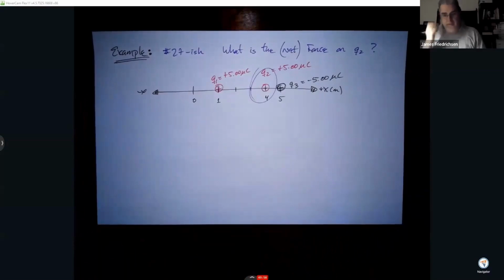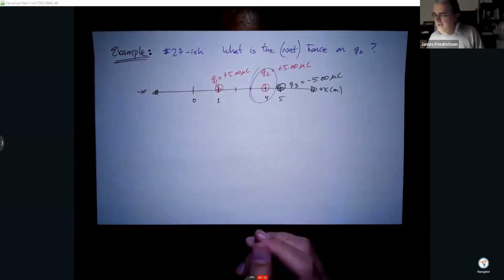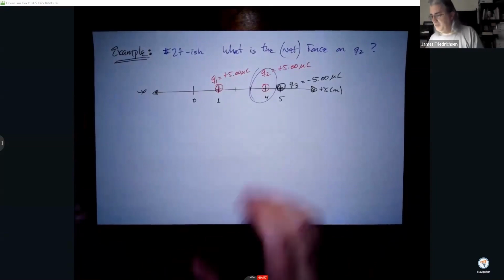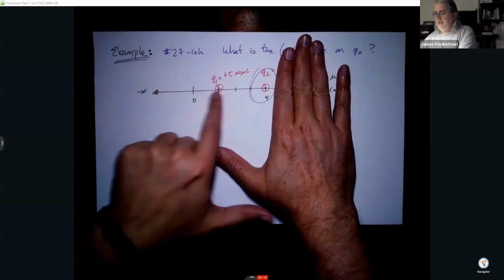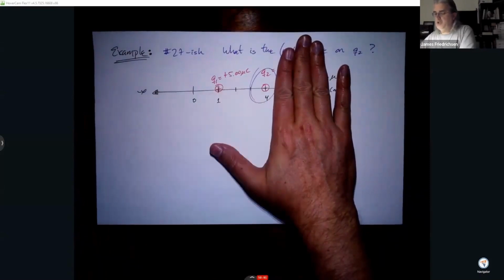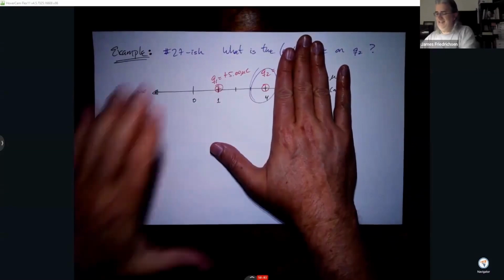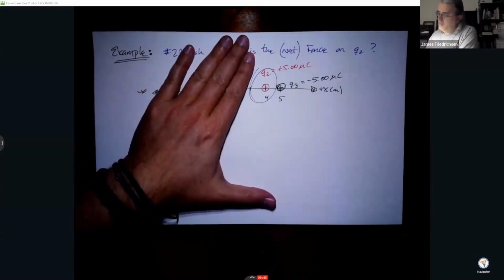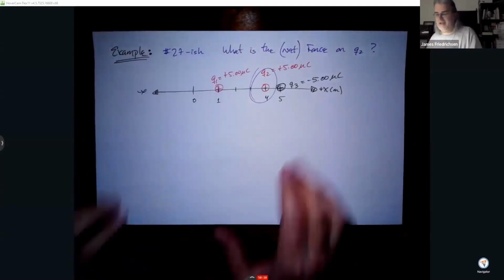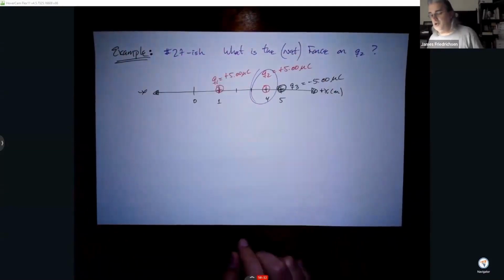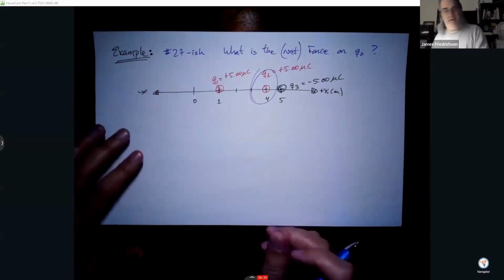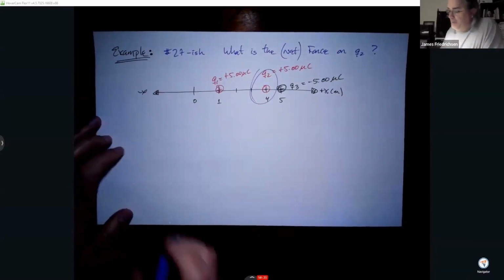So what we're going to do is utilize an idea called the principle of superposition, or the superposition principle. We're going to calculate the electric force between charge 1 and charge 2 as if charge 3 does not exist. Then we'll calculate the electric force between charges 2 and 3 as if charge 1 doesn't exist. Then we will vector add those two forces that act on charge 2 to get the net force on charge 2. Like I said, this is called the principle of superposition.